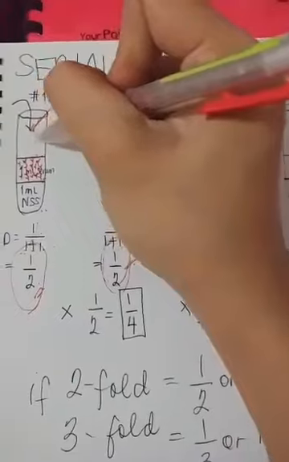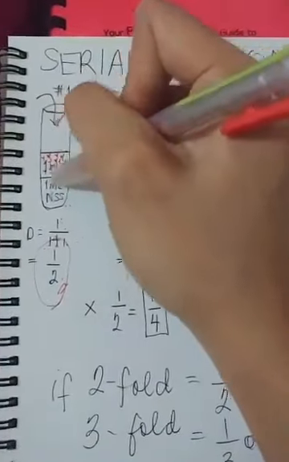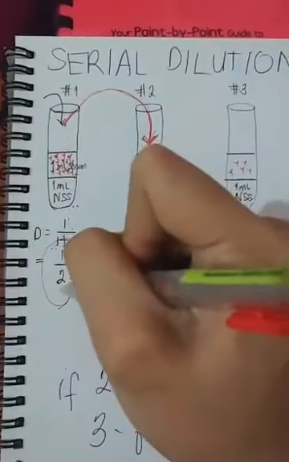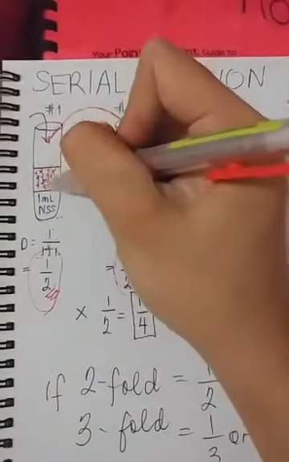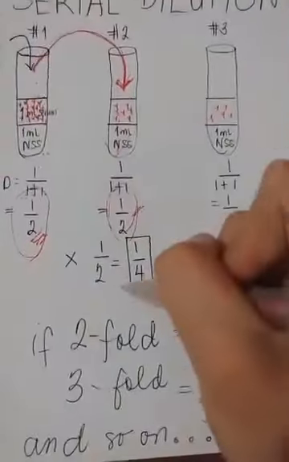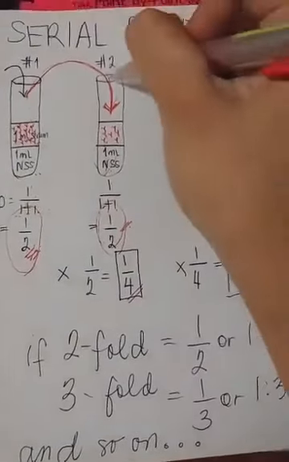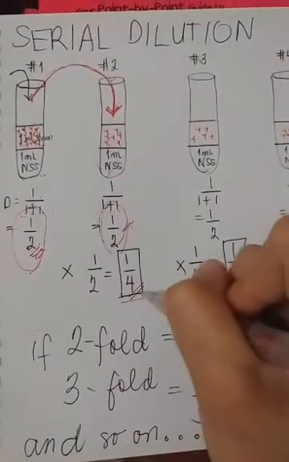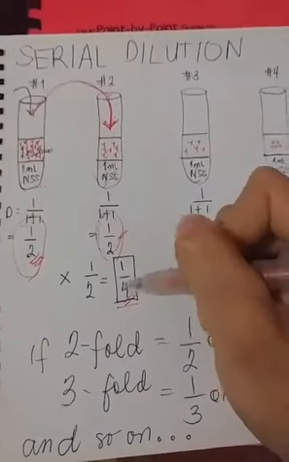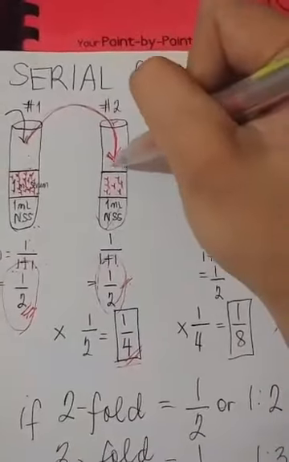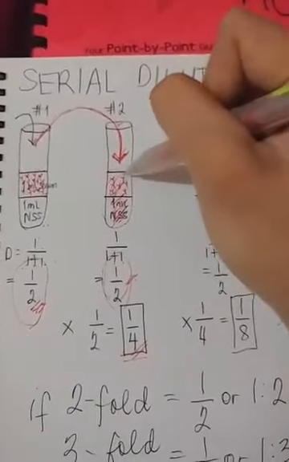But, because the sample we took came from tube number 1, and tube number 1 was already diluted, again, we multiply that. So, 1:2 times 1:2, the final dilution of tube number 2 would be 1:4. So, you have a 2-fold dilution. Okay? So, again, the next step is you mix it. Okay? You mix it.